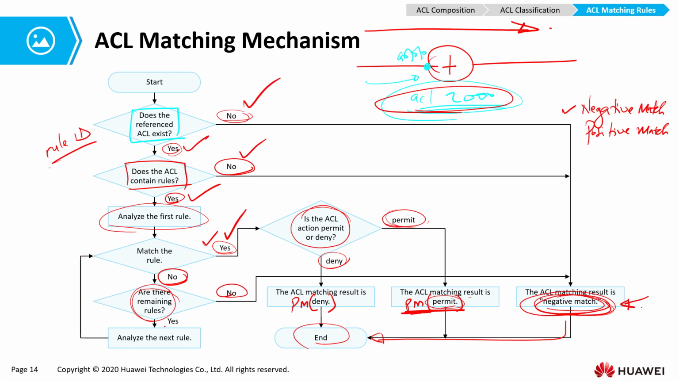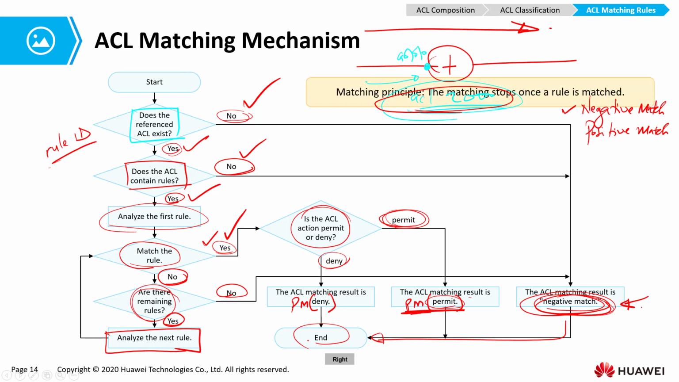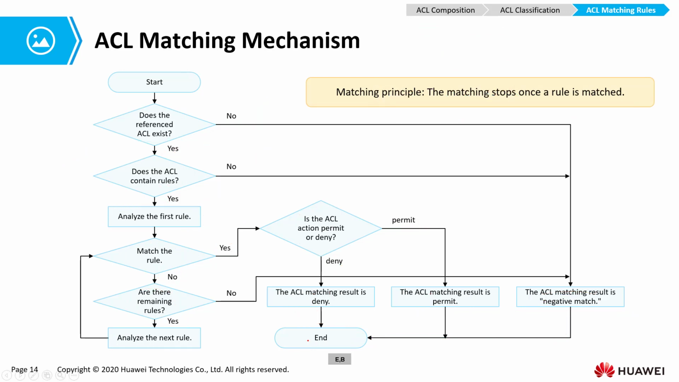If there are other rules, we shall analyze the next rule, and in the same way, we match the rule. Is it matched? Is it permit or is it deny? And we shall get similar results until our ACL is fully matched. I want to reiterate this. The matching will stop as soon as a certain rule is matched, whether it's the first one or the 17th or the 20th, it doesn't matter. Once a rule is matched, that ACL matching will stop immediately.